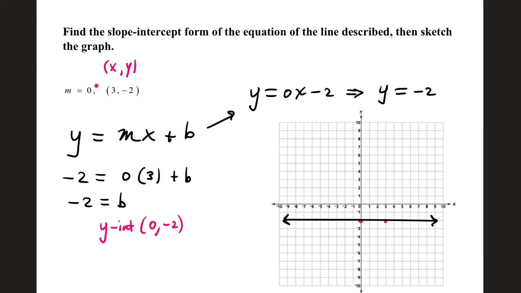We are given the slope, so we take y equals mx plus b, we replace m with 0. Our x-coordinate is 3, our y-coordinate is -2, so that gives us -2 equals 0 plus b, which is b, and that tells us that our y-intercept is at -2, the point (0, -2). Visually on your graph, you can confirm that. So we take our equation, y equals mx plus b, replace m with 0, b with -2, and you've got the equation y equals -2.